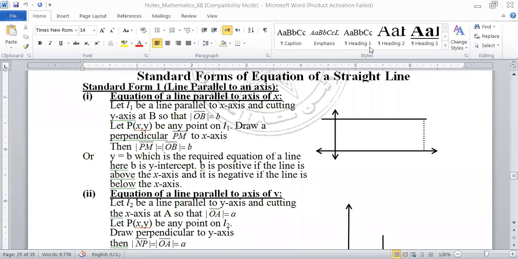Bismillahirrahmanirrahim. Standard forms of equation of a straight line. Today we are going to discuss standard forms of equation of a straight line. There are six standard forms of equation of a straight line.